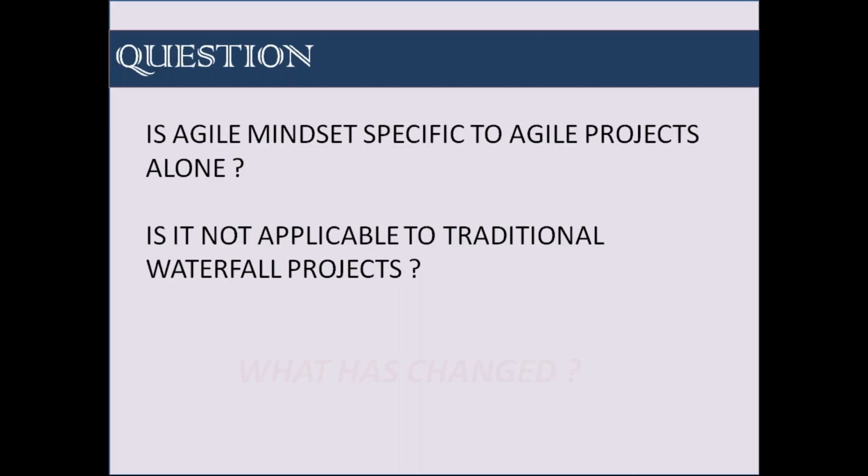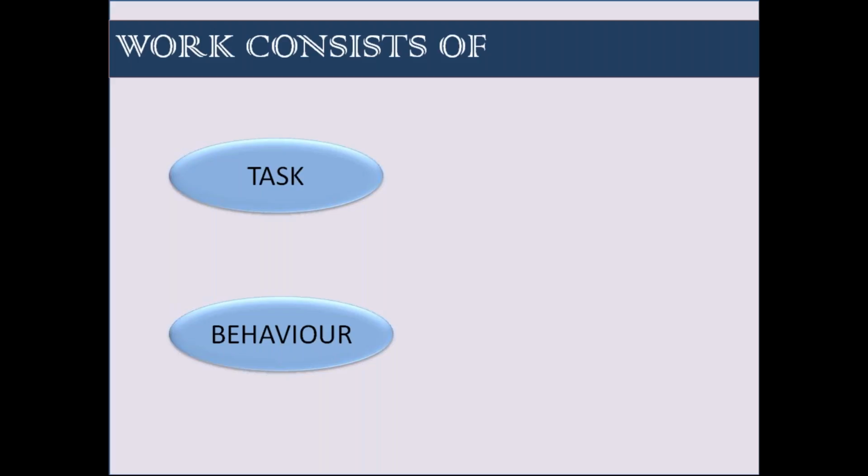Now let's look at the work that we do regularly in our organization. What does it consist of? It consists of two things. One is the task, the second is the behavior. Task is the actual work that we do, whether you are a trainer, or a programmer, or a project manager, or a business analyst. It's the specific task that you have to do to achieve your goals as well as the organization's goals.